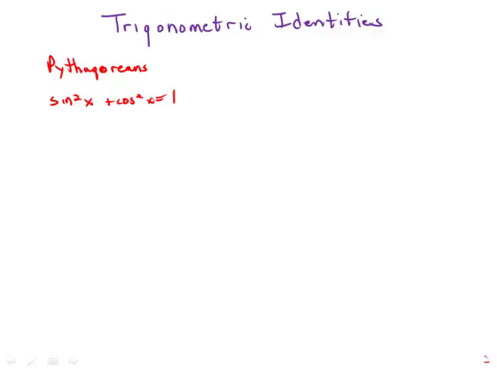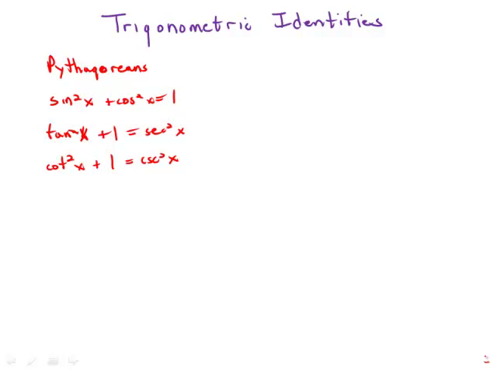Now, if we take that equation and divide both sides by cosine squared, then what we get is tangent squared plus 1 equals secant squared. If we take the original equation and divide by sine squared instead, what we'll get is cotangent squared plus 1 equals cosecant squared. So notice that if you take the second Pythagorean identity and just stick "co" in front of the functions, you get the third Pythagorean identity.